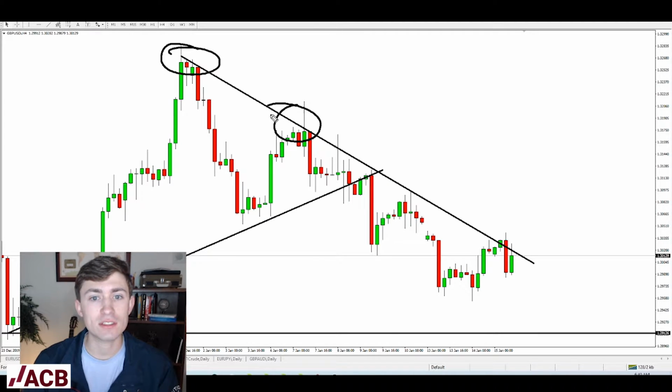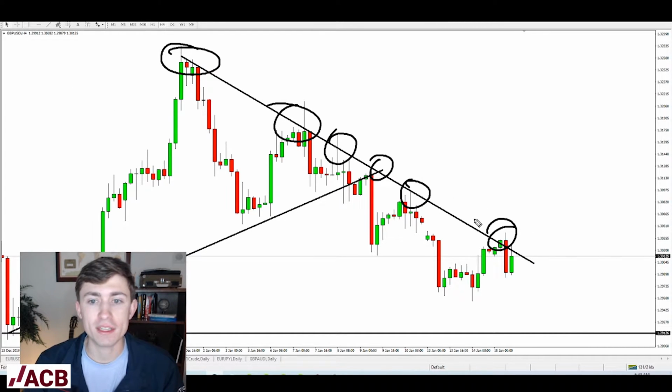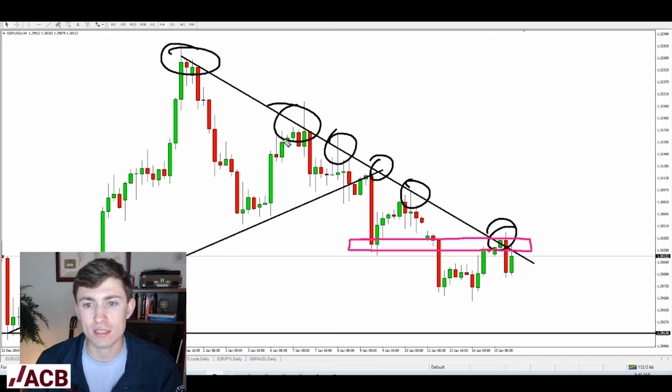So we had sellers, sellers, sellers, that's 1, 2, 3, 4, 5, 6, depending on how you count it, 6 times where price continued to respect this area. Now, one thing to consider also with this pound dollar is that we talked about this particular zone here. Sure enough, price did hold as a strong level of resistance in that area.